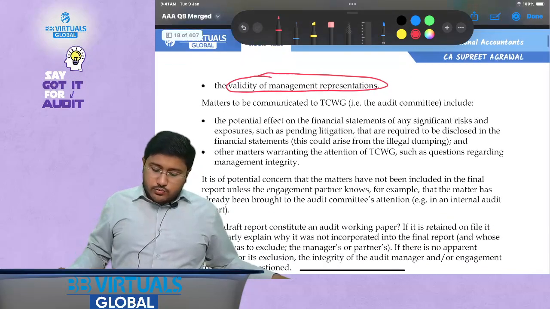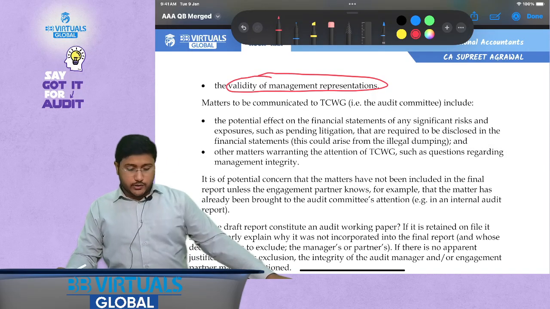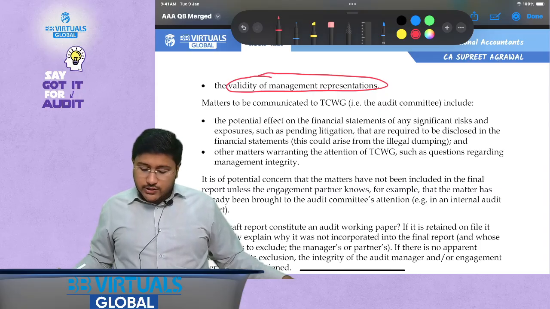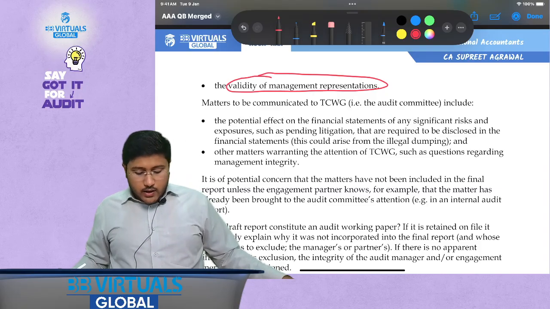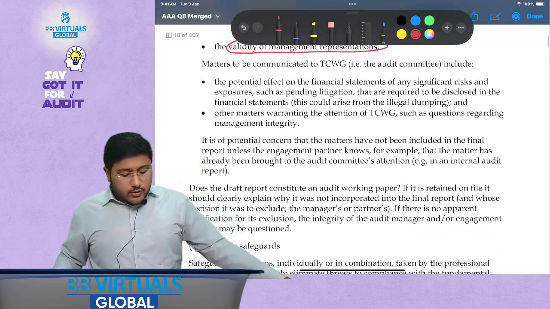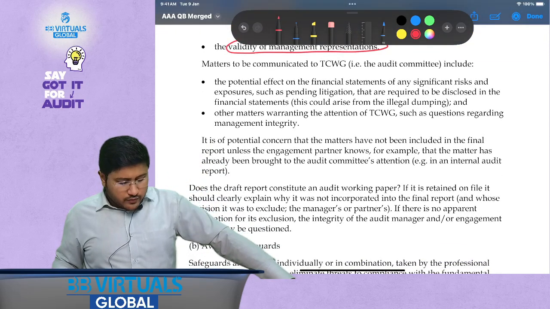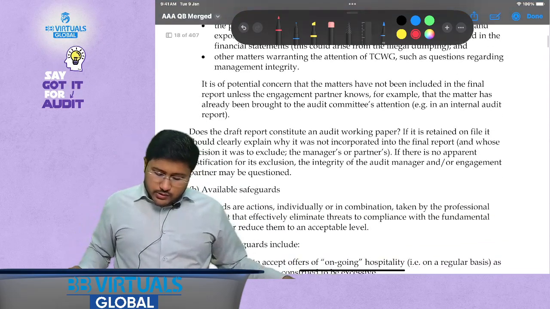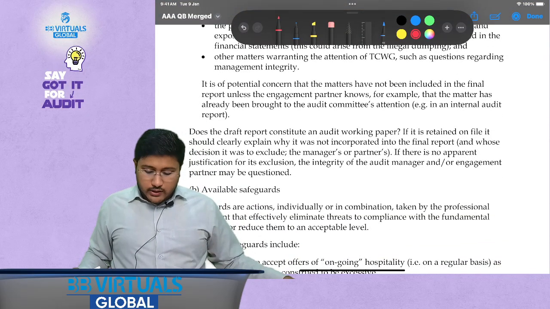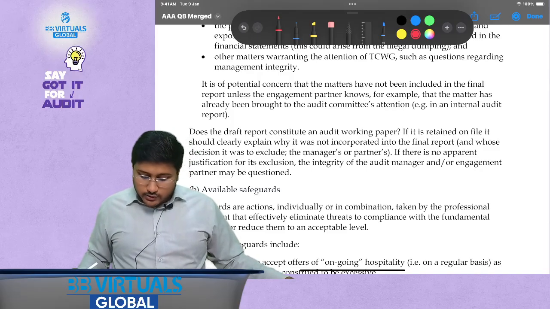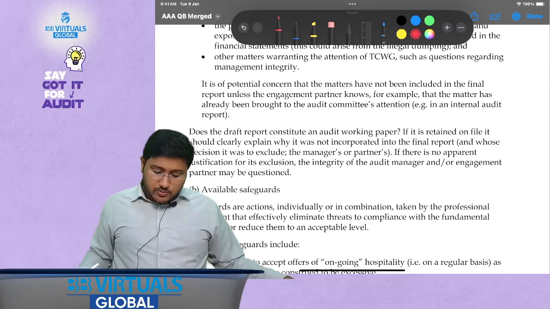Now, matters to be communicated to those charged with governance, that is the audit committee, include the potential effect on the financial statements of any significant risks and exposures, such as pending litigation, that are required to be disclosed in the financial statements, and other matters warranting the attention of TCWG, such as questions regarding management integrity. It is of potential concern that the matters have not been included in the financial report unless the engagement partner knows, for example, that the matter has already been brought to the audit committee's attention. Does the draft report constitute an audit working paper? If it is retained on file, it should clearly explain why it was not incorporated into the final report. If there is no apparent justification for its exclusion, the integrity of the audit manager and engagement partner may be questioned.